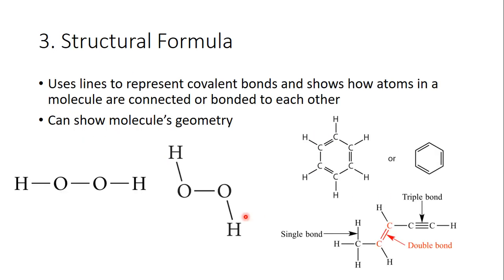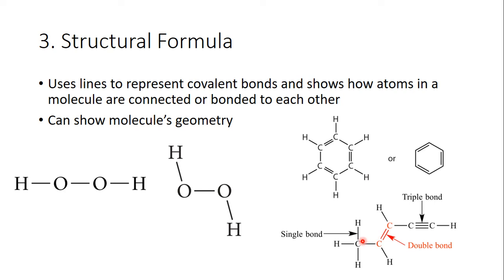The third type of chemical formula is structural formulas. And that is, we use lines to represent covalent bonds, and we show how atoms in a molecule are connected to each other by these lines. So not only does it show the atoms explicitly, but it shows how these atoms look in 3 dimensions. And we can show some details like how many electrons are shared in a covalent bond.